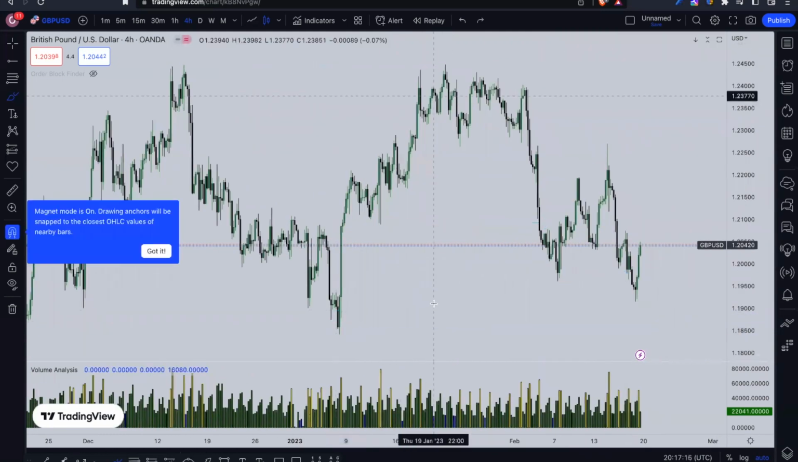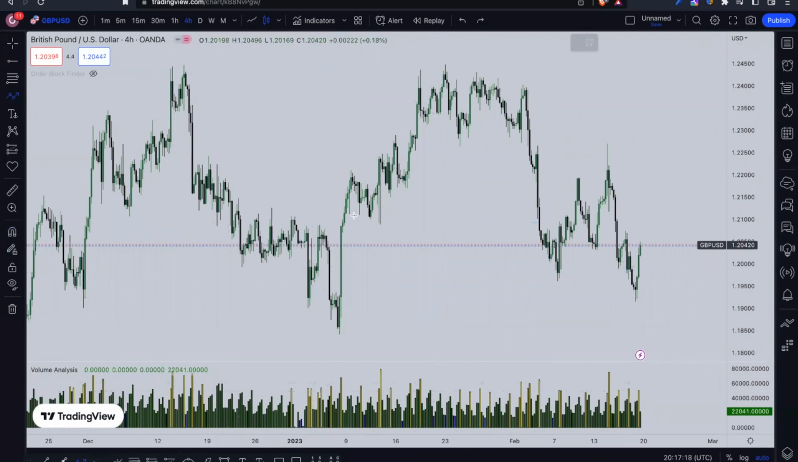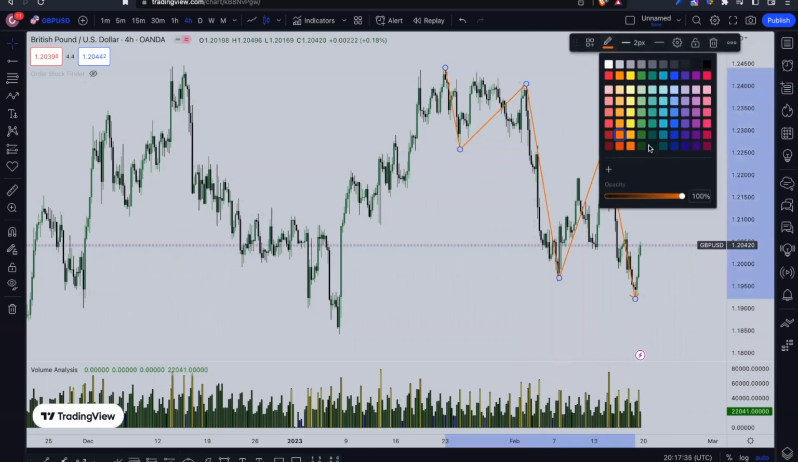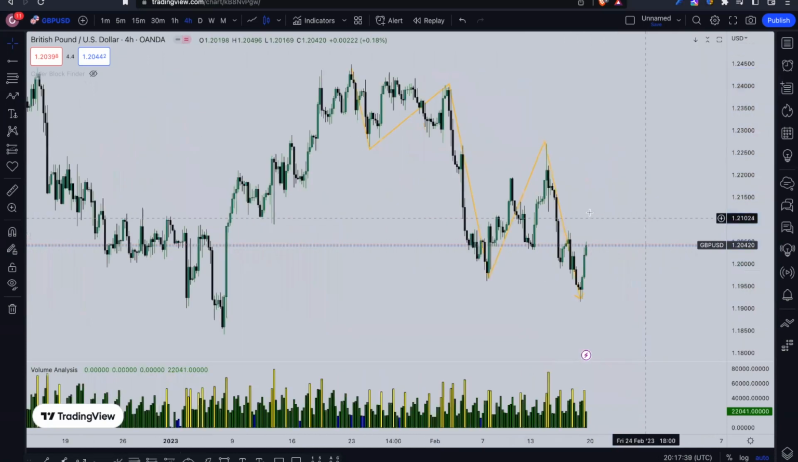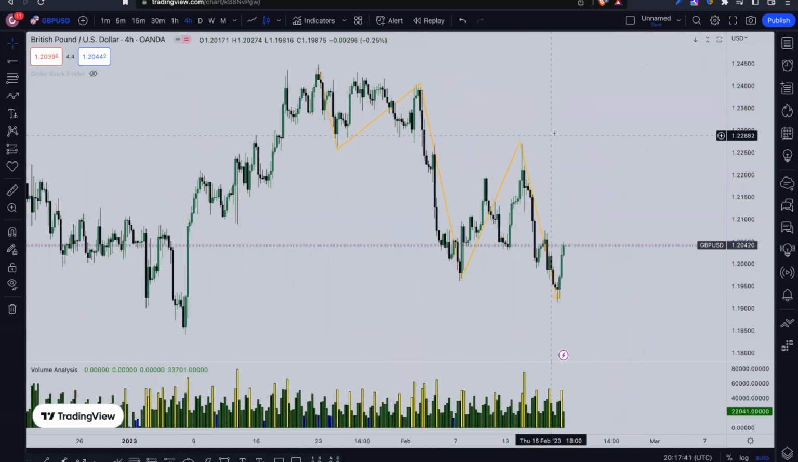Okay, so let's mark out everything. We start from here: high, low, high, low, high, low. So this is the 4-hour trend that we have here.